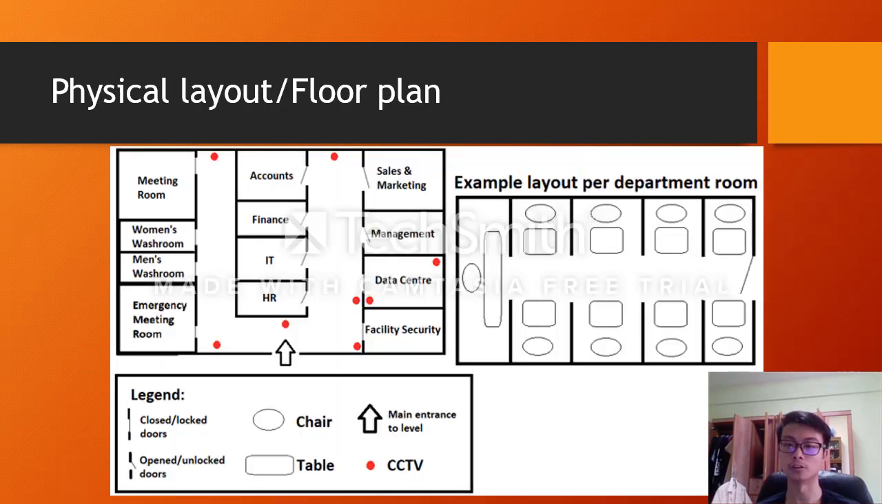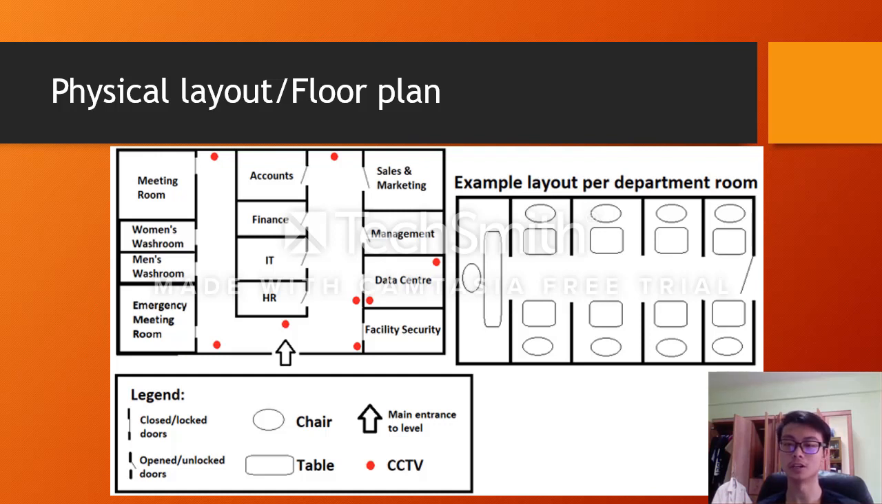Here is the floor plan of the various departments in the level. So as you can see, every department has a room, just that some of them have security locks and some of them do not. Those that have security locks will be the data center and facility security, as they are the ones with important information that is being monitored and which helps to keep the company safe. The red dots indicate the different CCTVs which are installed in every corner of the floor to monitor for suspicious activities.